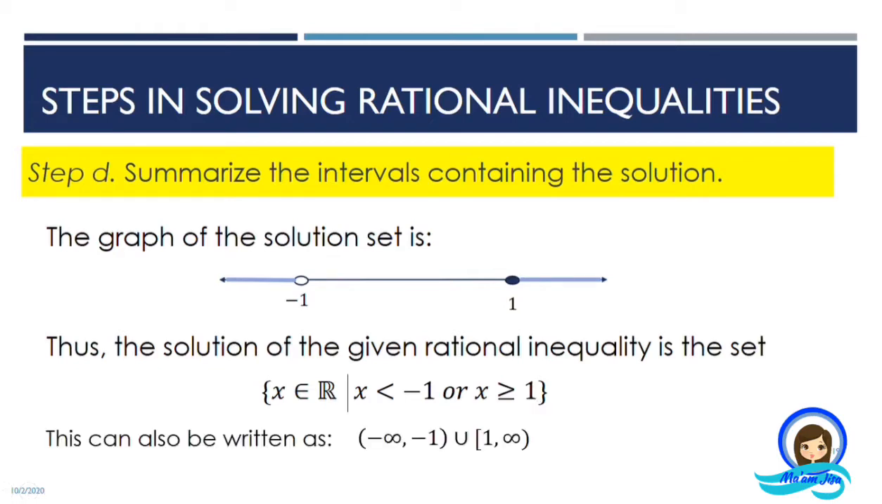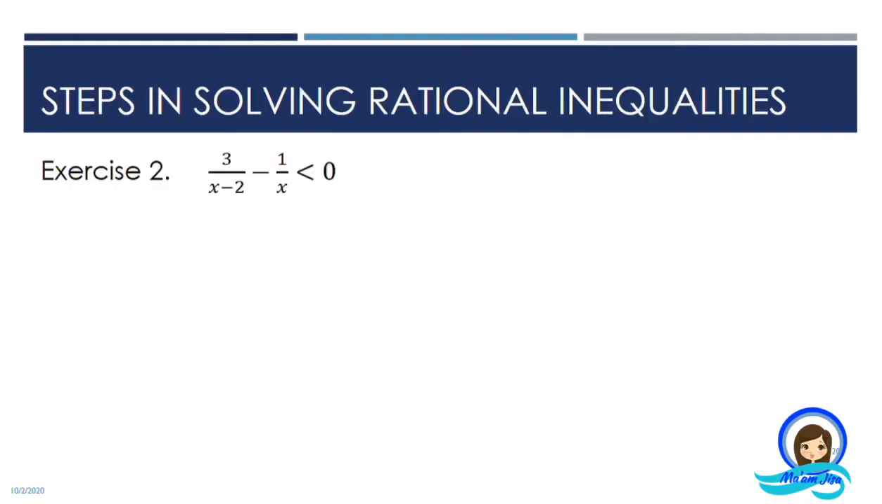This can also be written as parenthesis negative infinity, negative 1, union with, we need to use the bracket here because 1 is included, and then positive infinity. And that is the answer for exercise 1. It's quite long, right? However, if we follow the steps, then we can surely attain the correct answer. Let's move on with exercise 2.